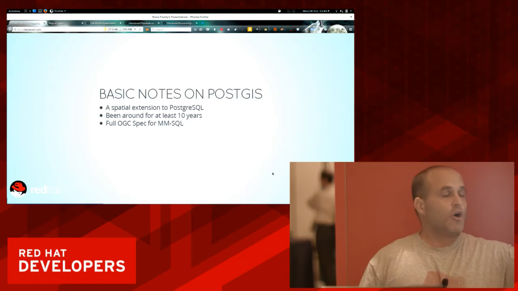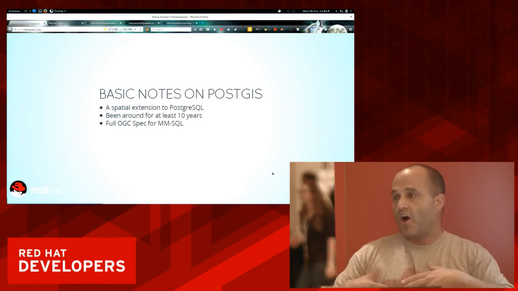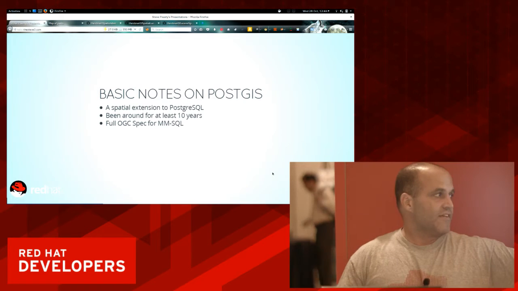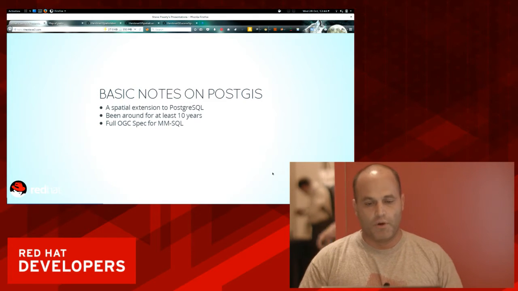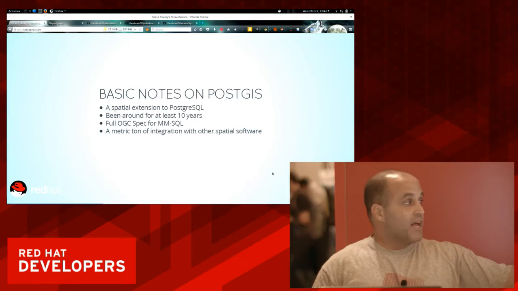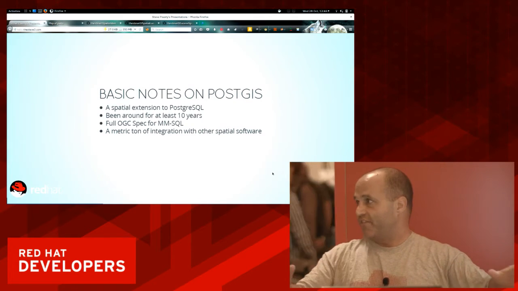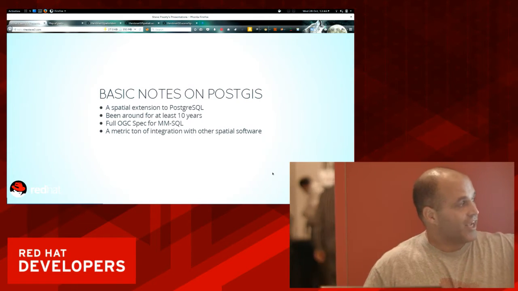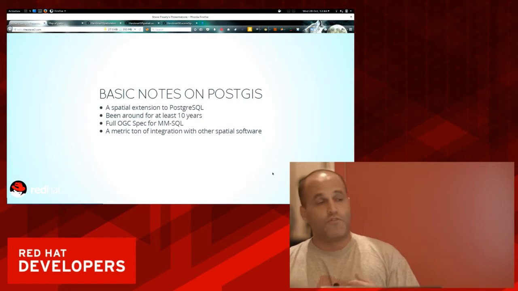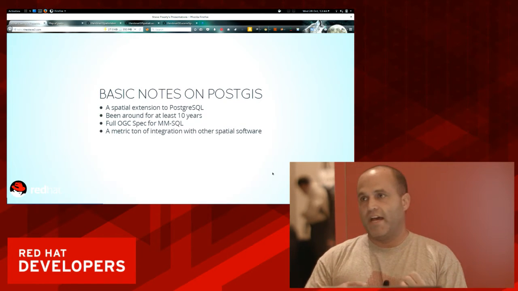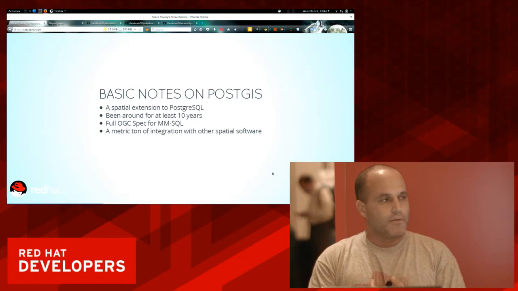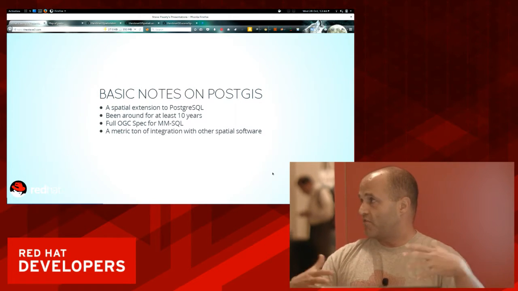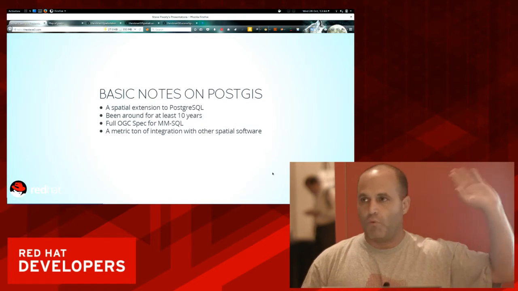So OGC is the Open Geospatial Consortium, kind of like our JCP process. This is it for people who do spatial stuff, and they implement the entire spec for MMSQL. And it's got a metric ton, I wanted to make sure that was scientific, a metric ton of integration with other spatial software. So if you use QGIS or any other desktop software, GeoServer or MapServer, which are two spatial data servers, they automatically plug in, it works with it great.